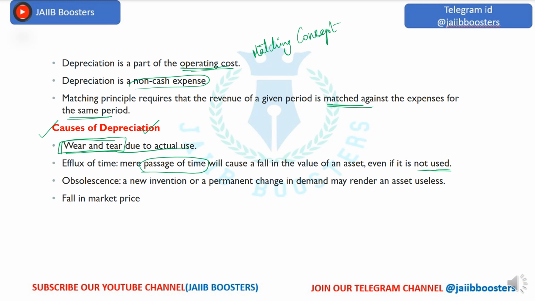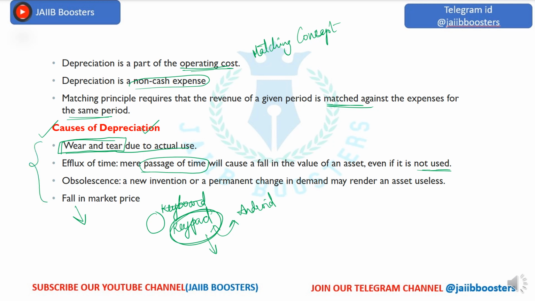The next cause is obsolescence. A new invention or a permanent change in demand may render an asset useless. If I have purchased an old version of a mobile, a keypad phone, then after some time, with the invention of many models, we all change to Android mobiles, right? So the value of these assets also has been reduced. That is nothing but obsolescence. Then fall in market price. These are the causes of depreciation. Move on to the next one.